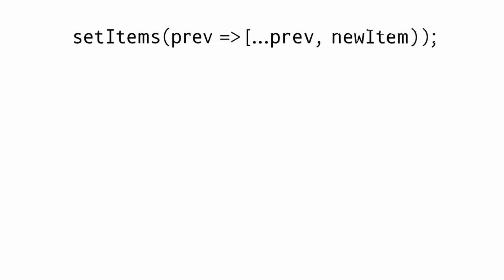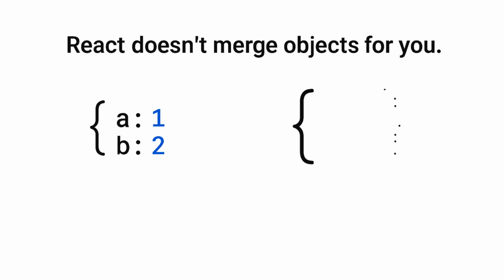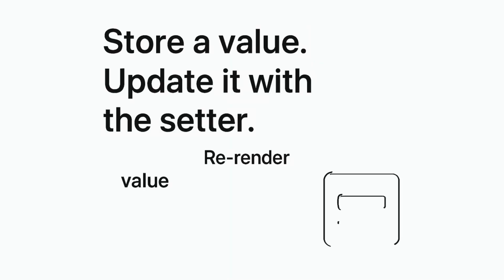remember to copy the old value. For example, to add an item, setItems(prev => [...prev, newItem]). And for an object, setUser(prev => ({...prev, name: 'Alex'})). React doesn't merge objects for you. You spread the old one, then change what you need.